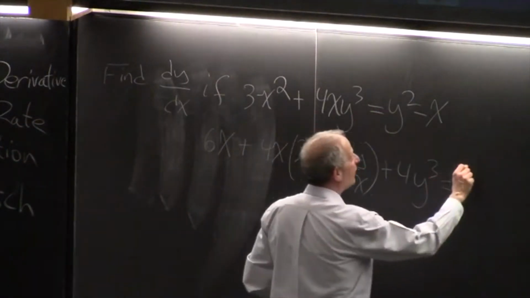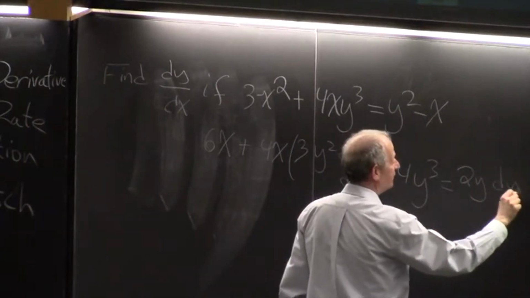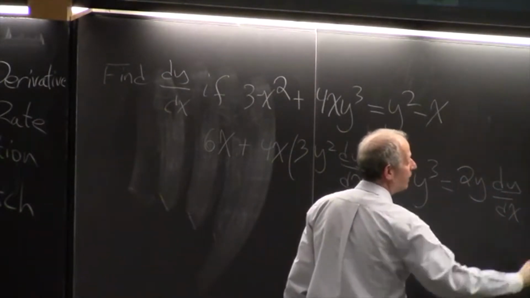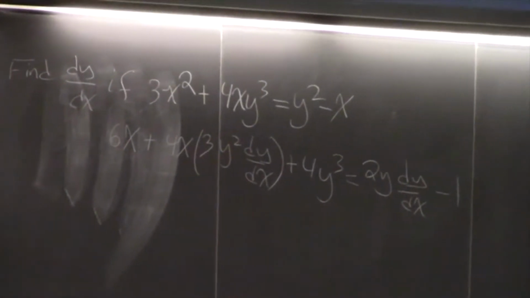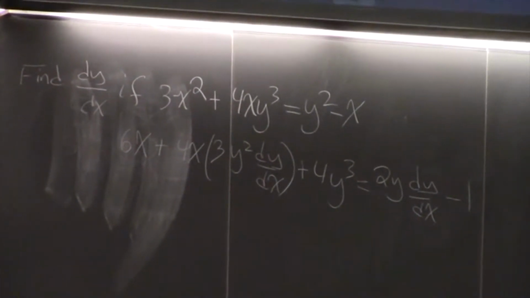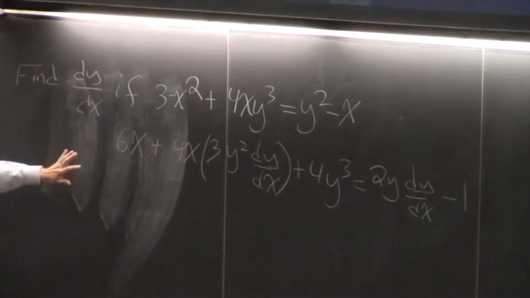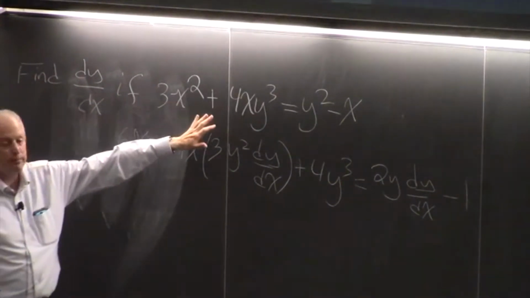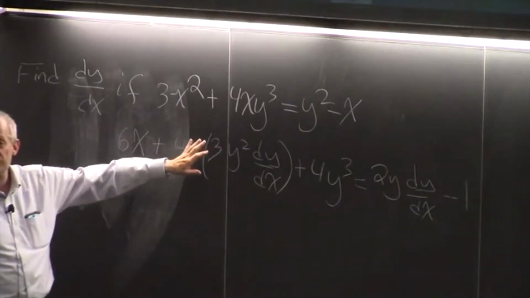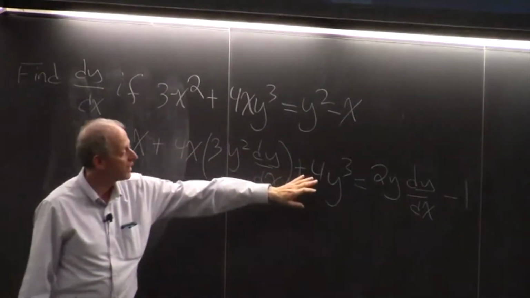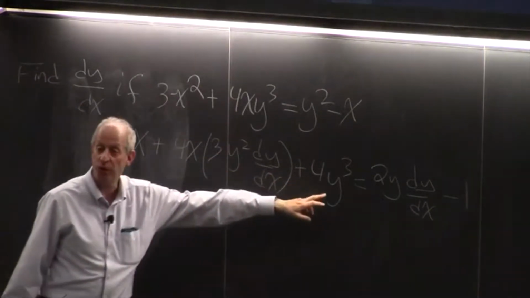This is 2y dy dx minus 1. If you can do this, you get half the points. Okay? Because now it's algebra. You've already done the calculus. So again, the middle term here is the tricky one. You have to do the product rule. You have 4x times the derivative of y cubed plus y cubed times the derivative of 4x, which is 4.